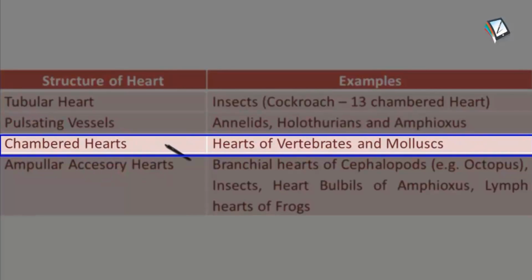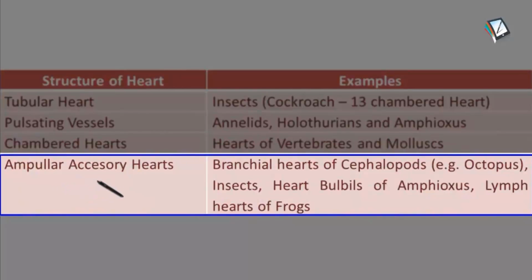And chambered heart. Heart is divided into chambers in the case of vertebrates and molluscans. So just now we saw that in vertebrates and molluscans, the heart is myogenic heart and also chambered heart. Ampullary accessory hearts. The branchial heart of cephalopods, for example octopus, insects, heart bulbus of amphioxus, and lymph hearts of frog, they all come under ampullary accessory hearts. The form, structure and function of heart exhibit much variation in case of fishes, amphibians, reptiles, birds and mammals.